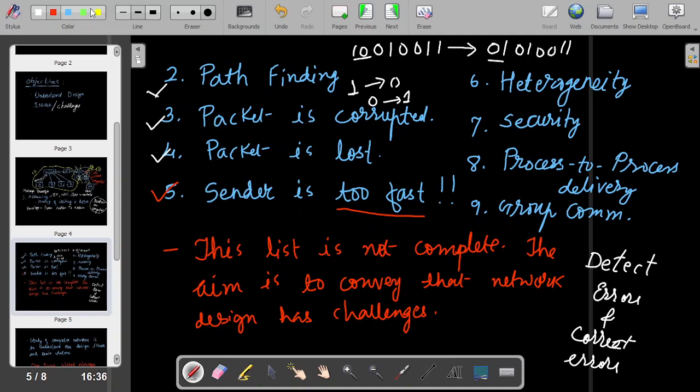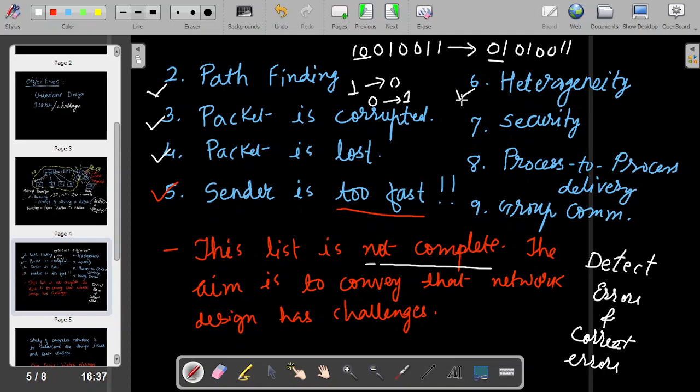And the thing that I want to tell at this point is that this list is not complete. There are other issues as well. But as I said, I want to convey that there are challenges. So I have mentioned some important issues, and in due course of time, we are going to study the solutions of these issues, and we may look at other issues. Coming back, the next issue is heterogeneity.